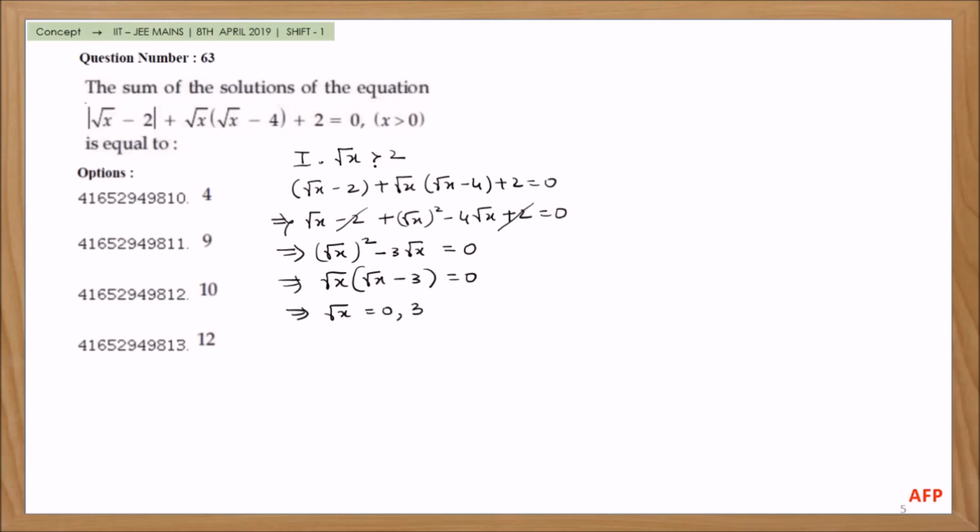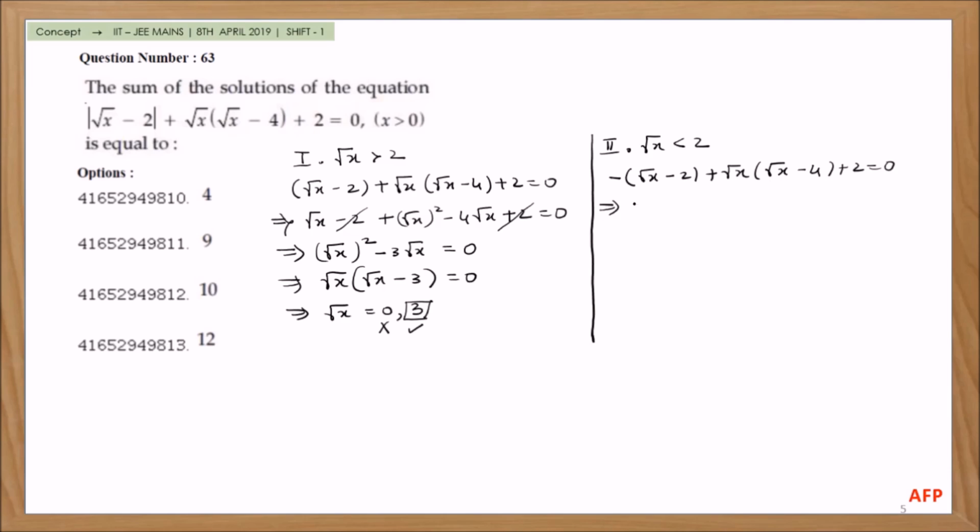But by the initial condition we have taken, square root of x is greater than 2. So this is the solution we are having. Okay, so this is rejected. So in the second case, square root of x is less than 2. So your modulus sign becomes negative. Negative of square root of x minus 2, plus square root of x minus 4 plus 2 is equal to 0.